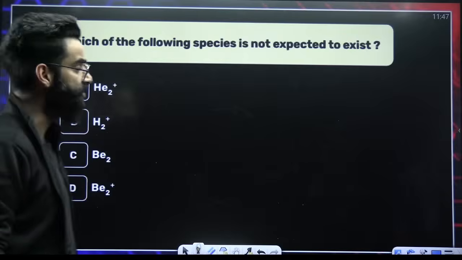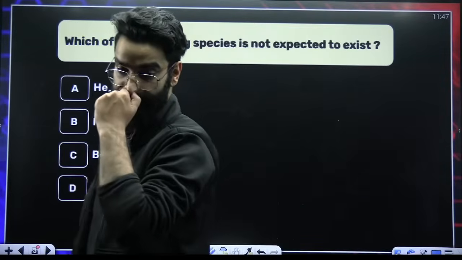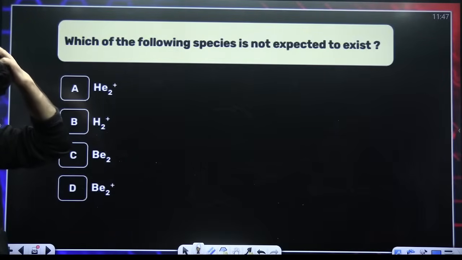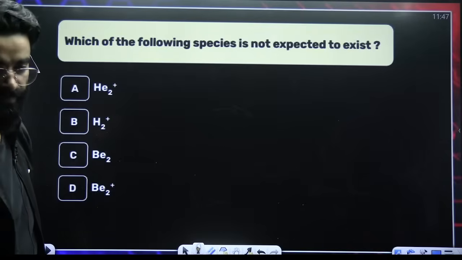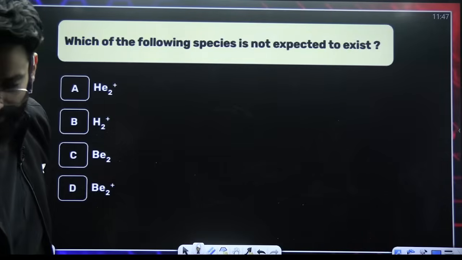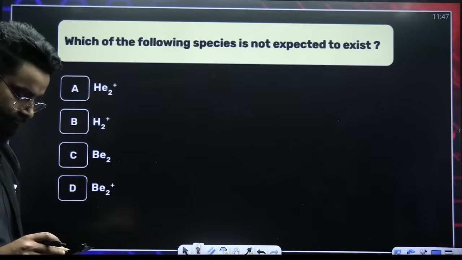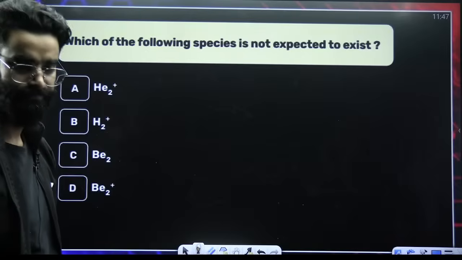Which of the following species is not expected to exist? Which species does not exist? The one whose bond order will be less than or equal to 0. Which one is that? Quick.